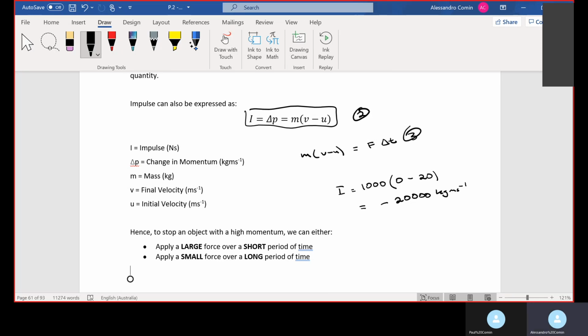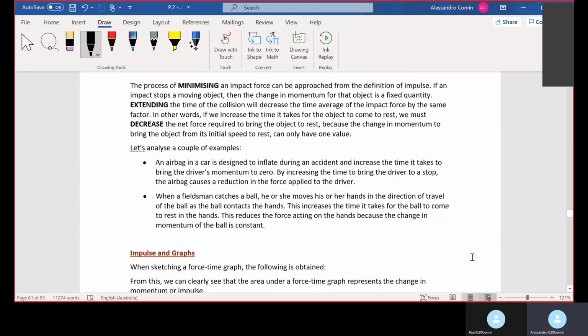Okay, but this I is technically equal to F delta t. And that F delta t can mean two things. Remember, my impulse isn't changing, which means that my F is inversely proportional to my delta t, because my F isn't changing. Remember, we've spoken about this. So if my F isn't changing, because my I isn't changing, then F is proportional to 1 on delta t. So that means that if I have a high delta t, I have a low F. And if I have a high F, I have a low delta t. And we can see this on the next page.